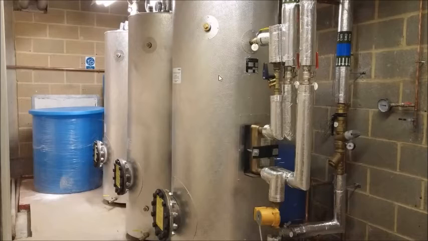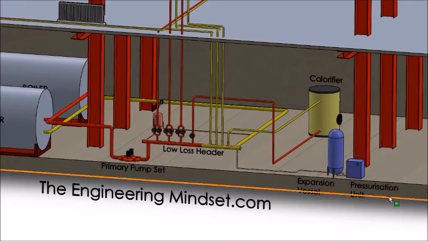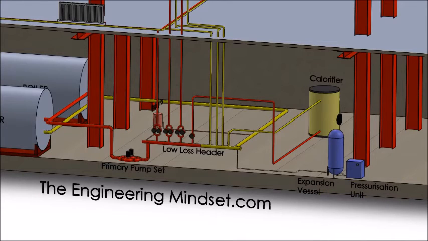So this is a typical calorifier configuration, and you can see here we've got the heat exchanger just on the side there. So that hot water is coming in, exchanging its heat with the clean water on the other side, and that then makes its way back to the boiler. Meanwhile, the fresh drinkable water is taken off and sent off around to the building. Now you can also notice here we've got the expansion vessel and the pressurization unit.